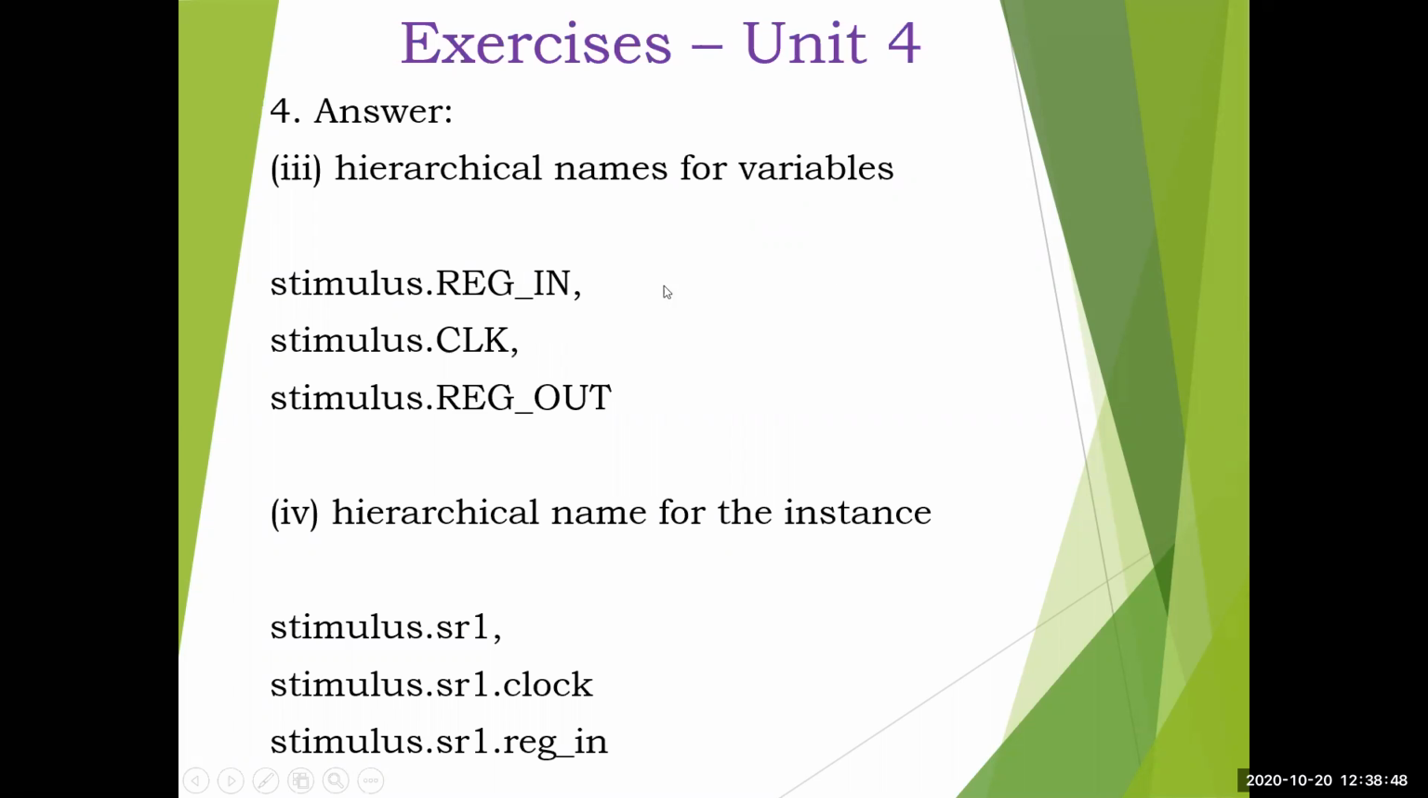It had only 3 variables: stimulus.register_in, stimulus.clock, stimulus.register_out. As it is named, as you have given, it should be the same, and Verilog is case sensitive. If you write small letters here, it will have a different meaning and go wrong. Similarly the hierarchical name for the instance sr1 is written as stimulus.sr1. They also told to write the clock and register in, so inside sr1 the clock will come: stimulus.sr1.clock, stimulus.sr1.register_in. Hope it is understood. This is a small exercise on the topic modules and ports.